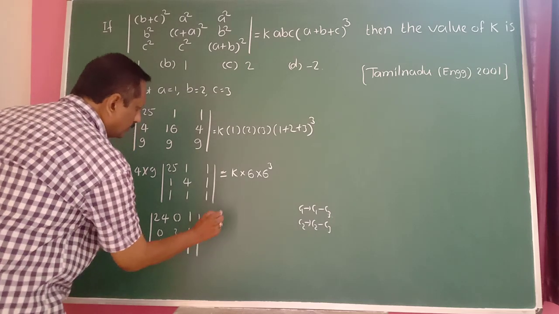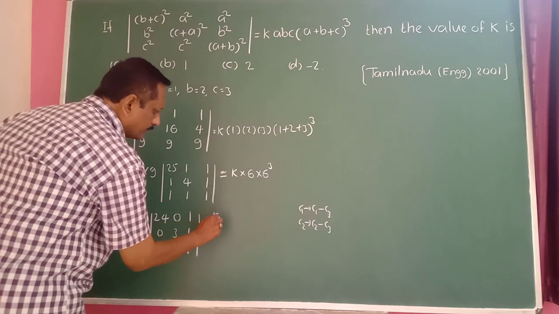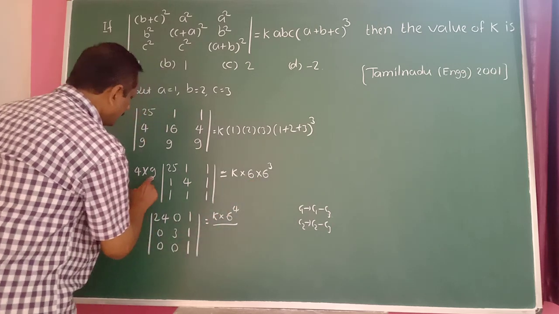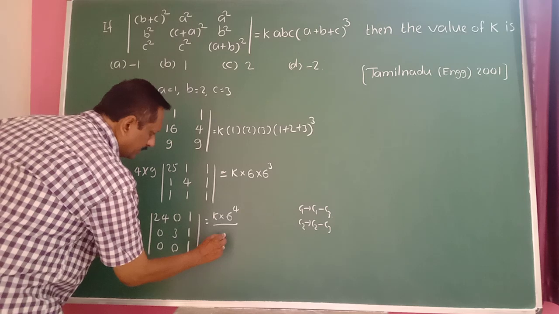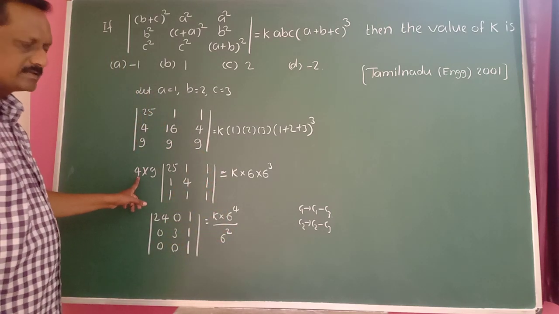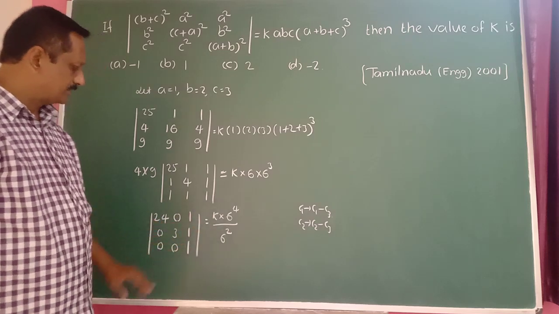Therefore this is equal to, so k into, it is 6 raised to 4 divided by 9 4s are 36 here. It is 6 square. 9 4s are 36, 36 is 6 square. Cross multiply, we get this one.